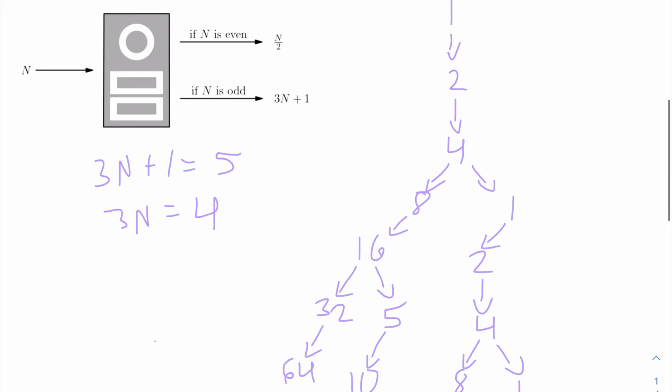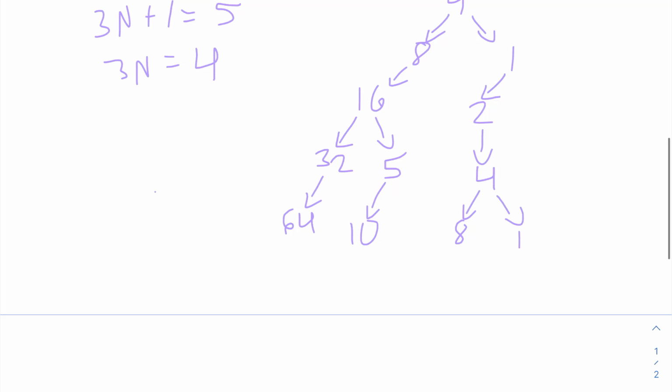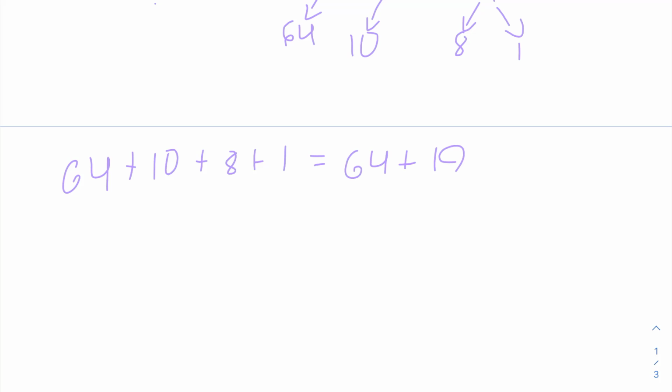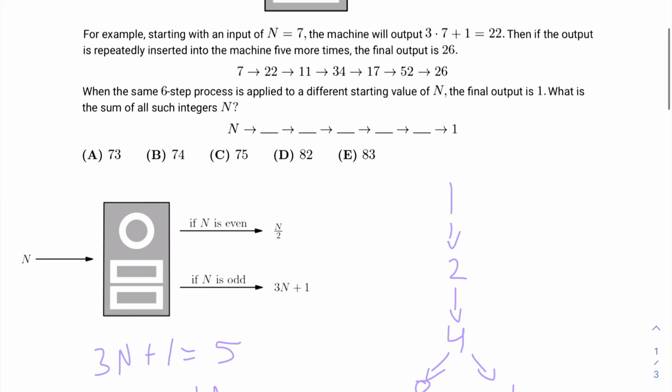Let's make sure we've gone through 6 steps. 1, 2, 3, 4, 5, 6. Okay. So these are the 4 values which will give us 1 after 6 steps. 64 plus 10 plus 8 plus 1 is equal to 64 plus 19, which is 83. So our answer is E.